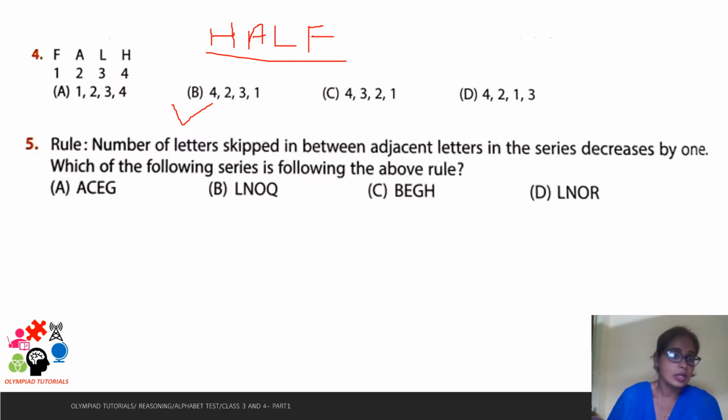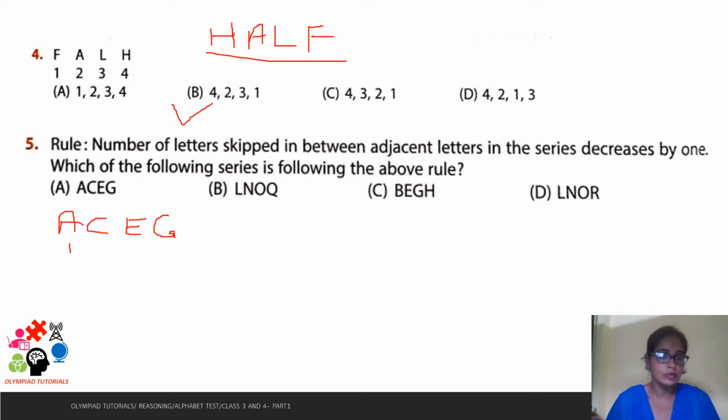Okay. So now next question. In this you have to use a certain rule and try to solve it. So what is the rule? The number of letters skipped in between adjacent letters in the series decreases by 1. Which of the following series is following the above rule? So in this series, whenever you are going to write the alphabets, the distance between the alphabets is going to be decreasing by 1. Like suppose you take the first series A, C, E and G.